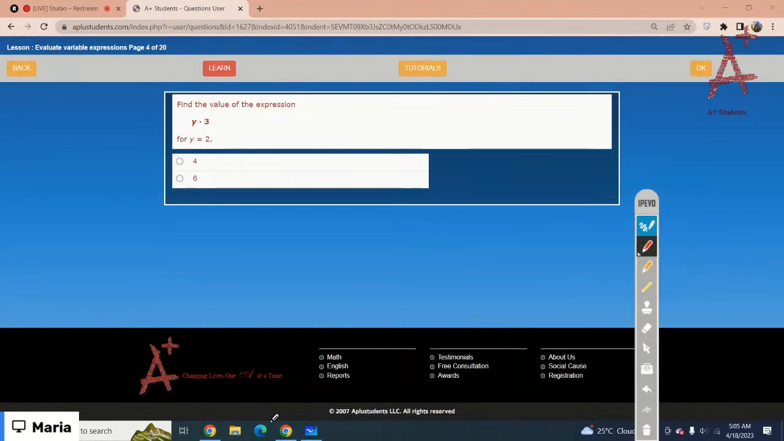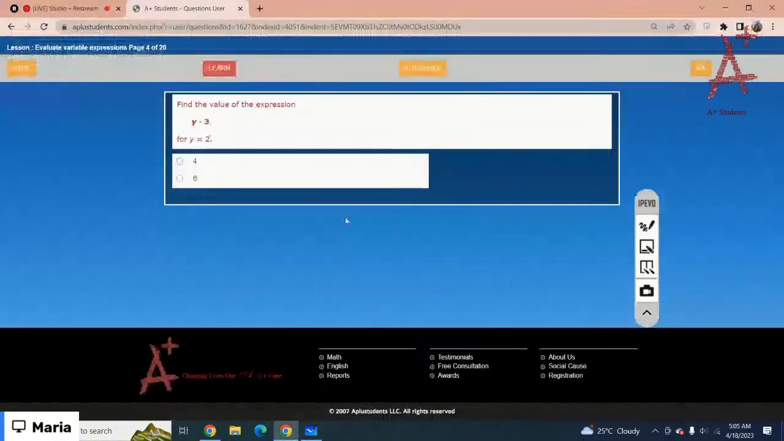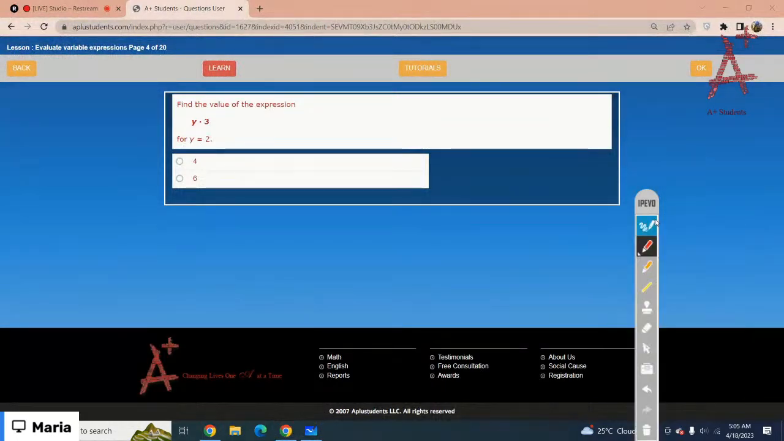Y 4. Hold on. Because y 14, because in the question you are given, you have to evaluate for h equals 14. Got it? Like for this one, you are given y times 3, but you have to evaluate for y equals 2. Just look at the question carefully. So you have to do y times 3, replace the y with 2. So it would be 2 times 3, and 2 times 3 is 6. Got it now?